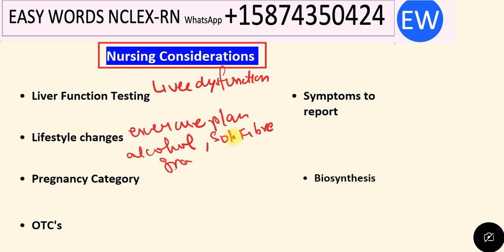Avoid grapefruit juice, as this juice reduces the metabolism of the statins and it causes toxicity of statins. So this is why grapefruit is avoided.